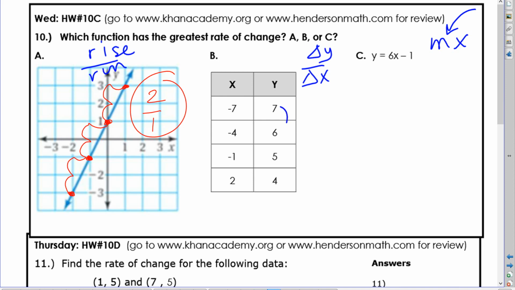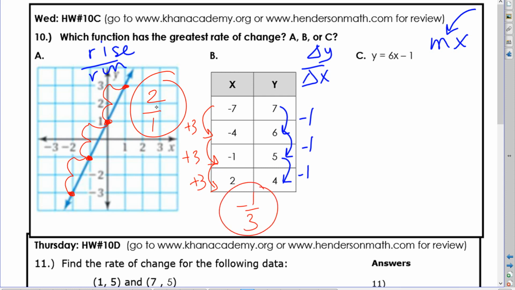Now let's check the pattern here. Down 1, down 1, down 1. And let's check the pattern here. Up 3, up 3, up 3. So this has a rate of change of negative 1/3. And this has a rate of change of 2. So right now, A is in the lead because 2 is bigger than 1/3.